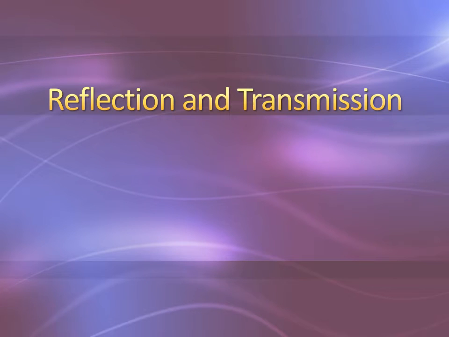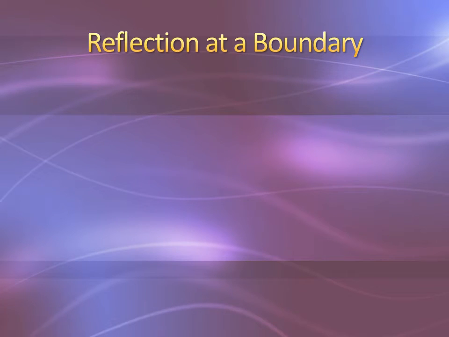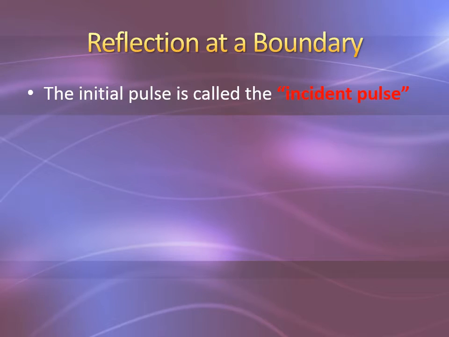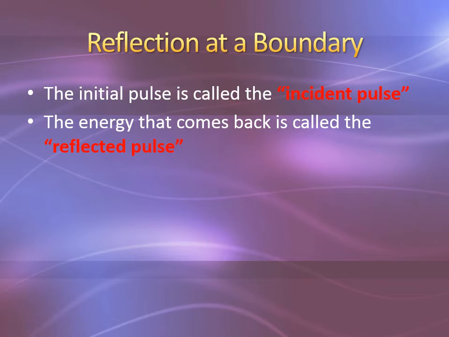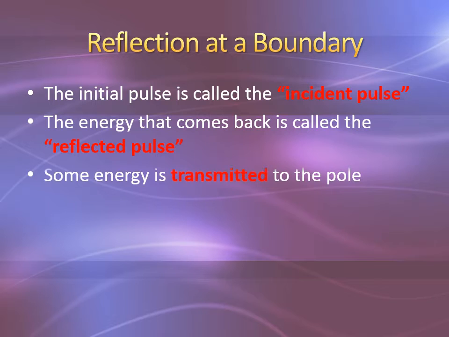Reflection and transmission. We're going to talk first about reflection at a boundary. This is where a wave hits and comes back. That initial pulse is called the incident pulse. The energy that comes back is the reflected pulse.